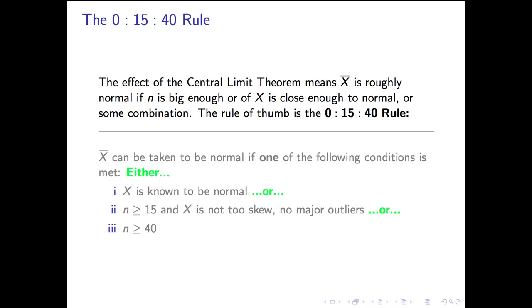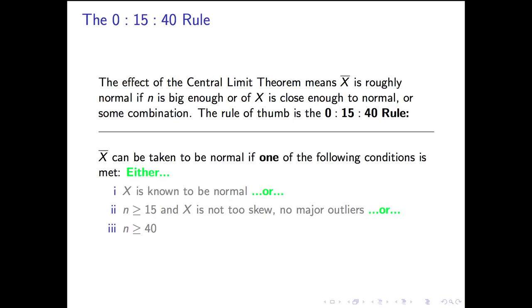The effect of the central limit theorem means you can count on x bar being roughly normal if x itself is pretty close to normal, or if n is very large, or if x is somewhat normal and n is somewhat large. So there's a graded scale of how good you need each of those to be, which we will summarize in the rather complicated 0-15-40 rule, which covers all your bases.